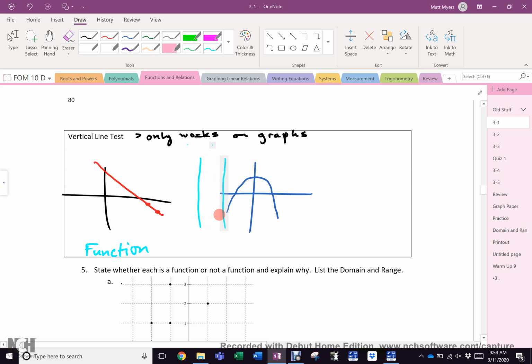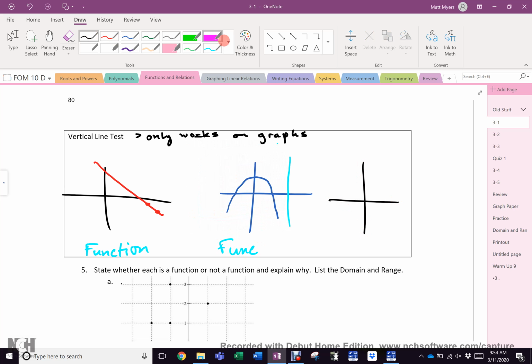How many times does the light blue line hit the dark blue line? Once at any given time, yes? So is that a function? Yes. Because for every x value, there's only one y value. Now let's draw a third graph. And this one, we're going to make pink.